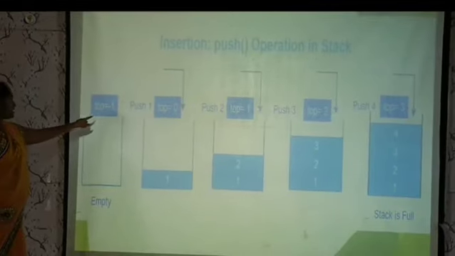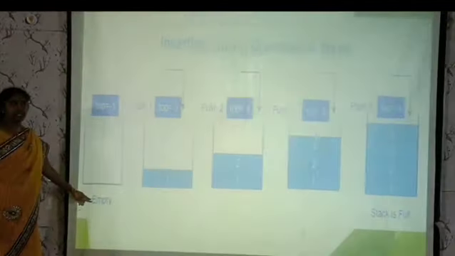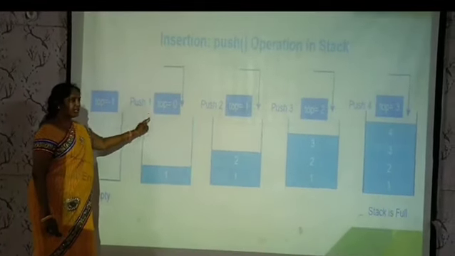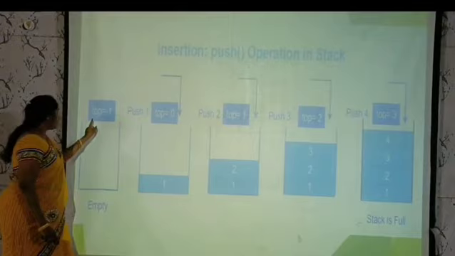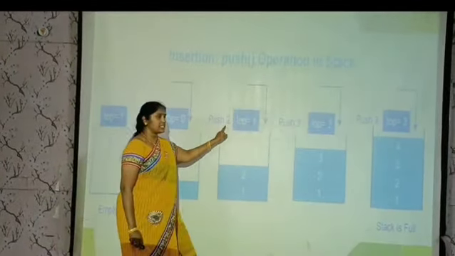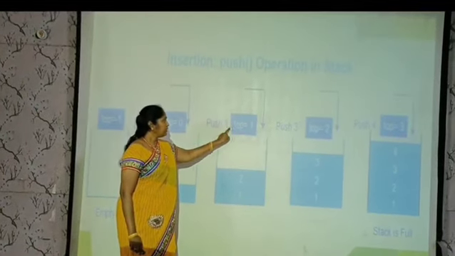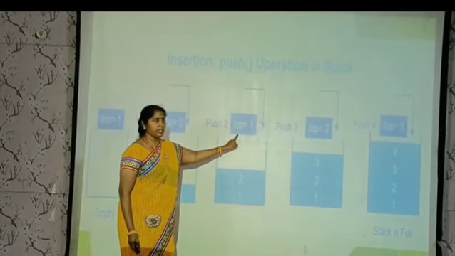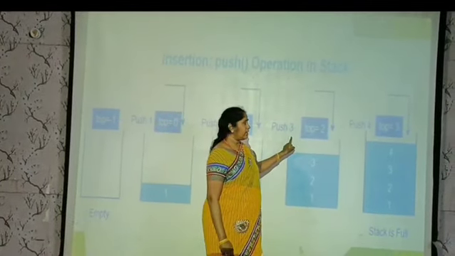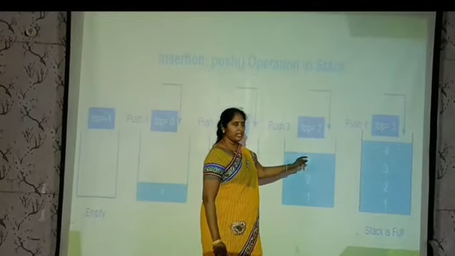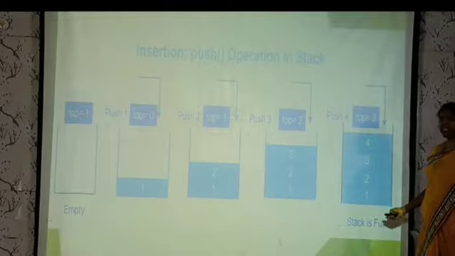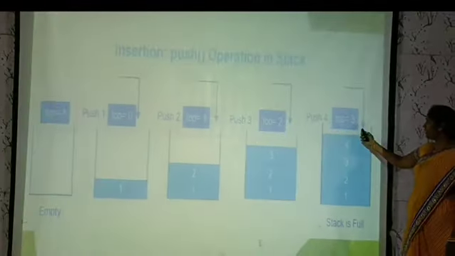Now we represent the insertion operations in an example format. The top value is -1, which means the stack is empty. When we push the first element, 1, the top value goes from -1 to 0; it is incremented. When we push the second element, 2, the top value is again incremented by 1. When we push the third element, the top value is again incremented. The push value is 4, the top value is incremented again, and the top value will be 3.